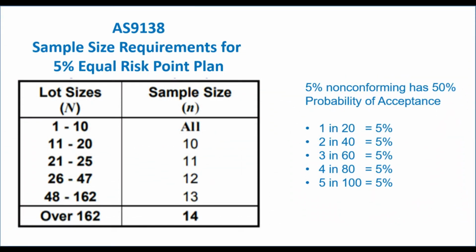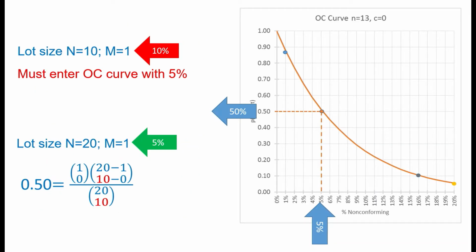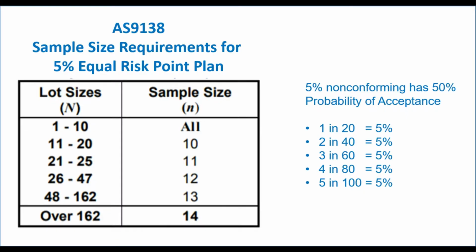So let's take this sampling plan a line at a time. Lot size of 1 to 10. If you have one nonconforming unit out of 10, that's 10%. So the calculation is just not possible. So you have to inspect all 10. And this is why the plan reads the way it does. All.